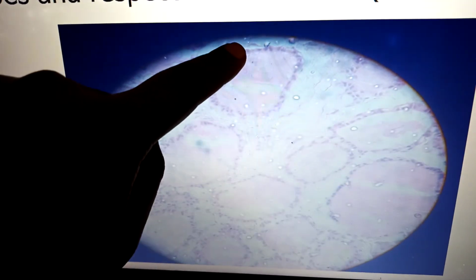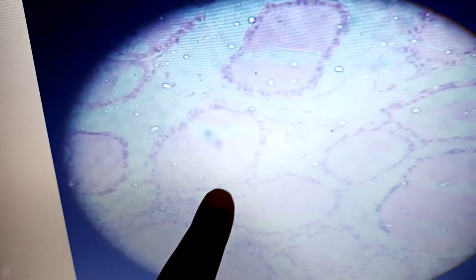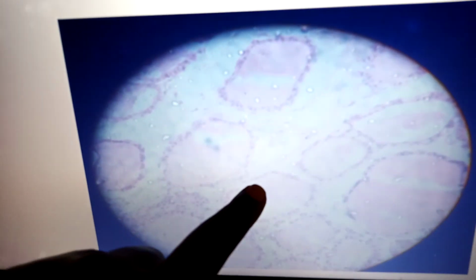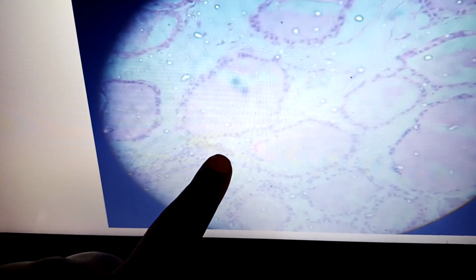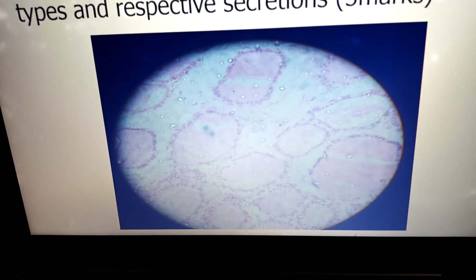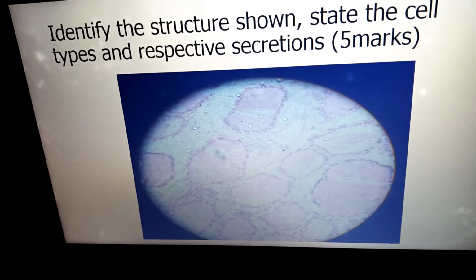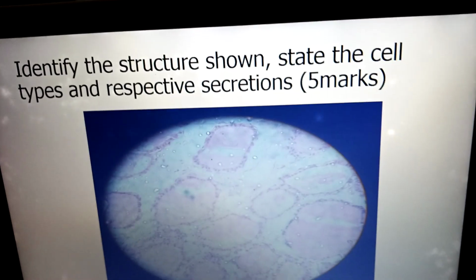Now you can see around the colloid here, you're able to see your follicular cells, okay, and then between your follicles, the cells that are between the follicles are known as the parafollicular cells. So the parafollicular cells will produce calcitonin. The follicular cells will be able to produce your triiodothyronine and your tetraiodothyronine, or T3 and T4 respectively.